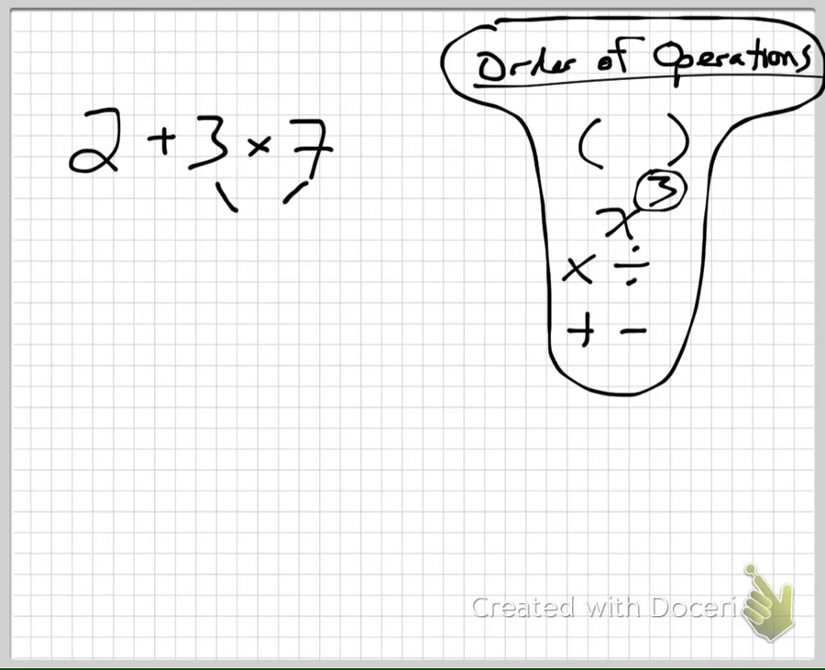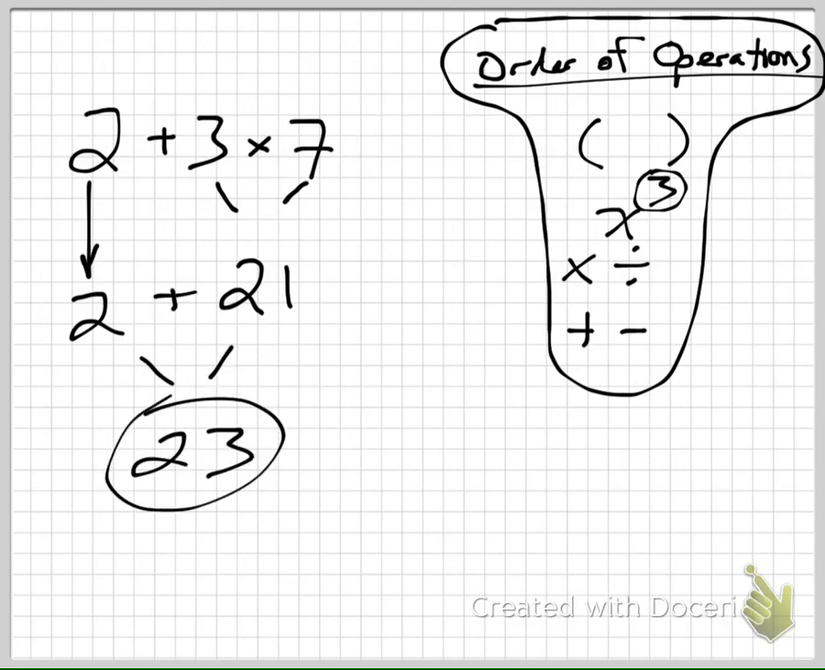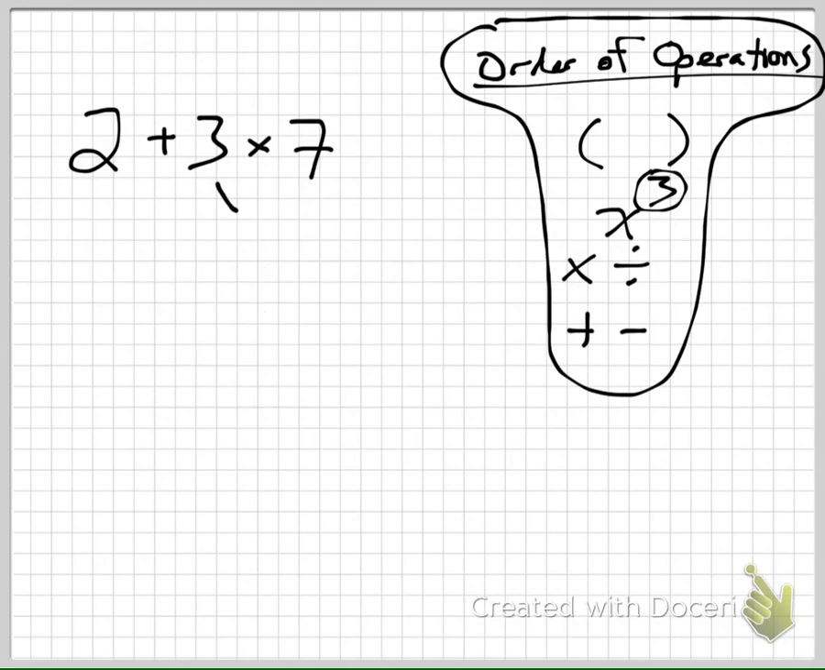You do those first. What is 3 times 7? Now you bring down the rest. You bring this down. 2 plus 21 is 23. Okay. Listen, the part that gets most students who aren't good at this is what will they do? You tell me, what will they likely do?